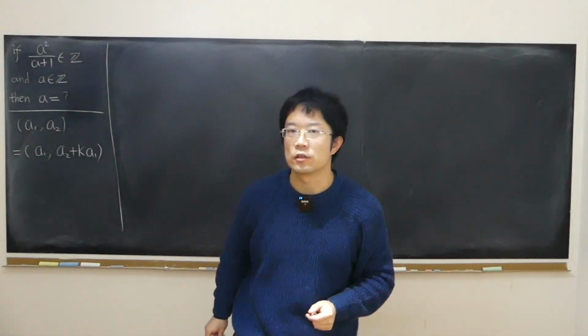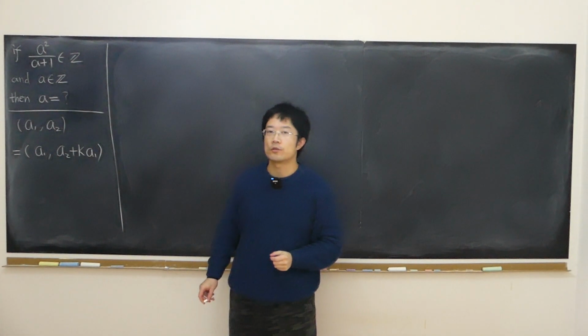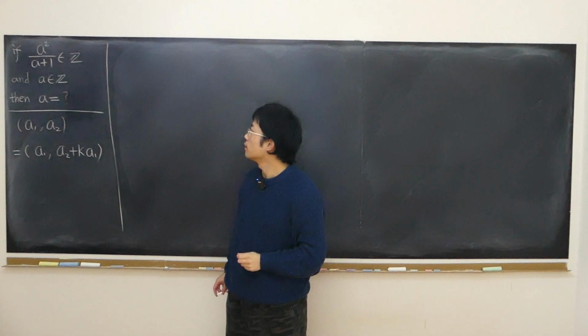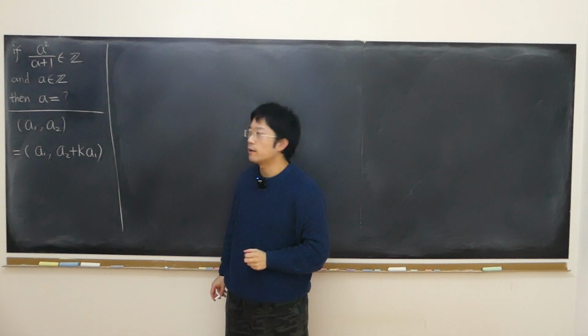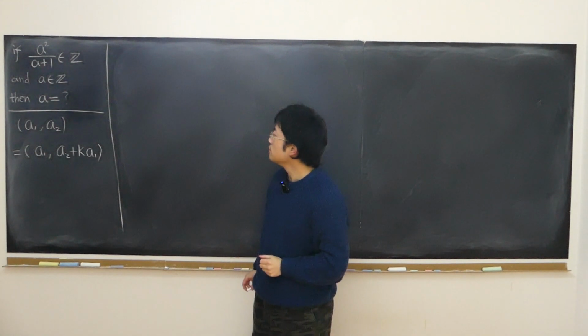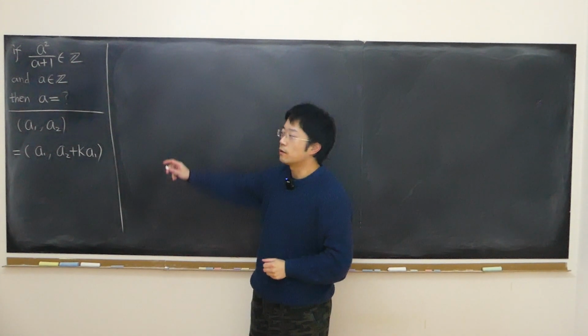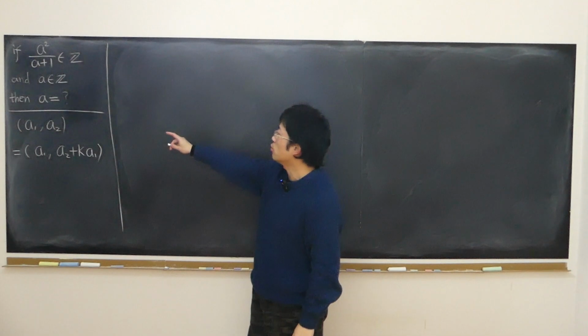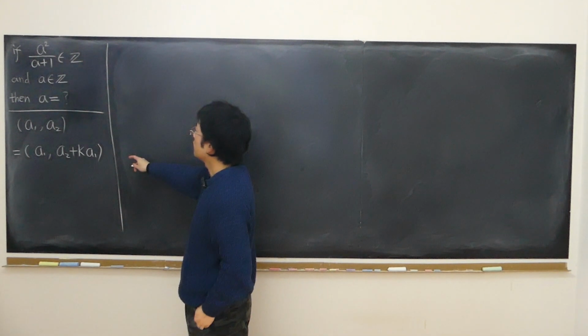We have a question from the Chinese university entry exam in 1983. This question is not a crazy hard one, but it's not trivial either. So we're given that a is an integer and a squared over a plus 1 is also an integer. We want to find out the value of a.